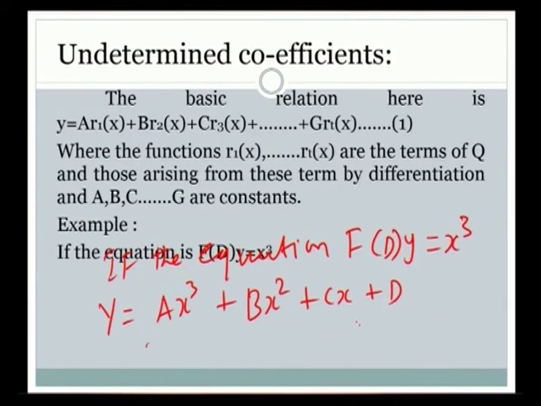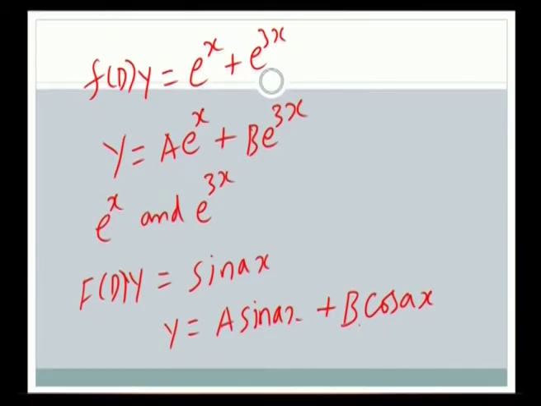So, here the basic relation is y = a r1(x) + b r2(x) + c r3(x) + etc. + g rt(x), where the terms of Q and those arising from these terms by differentiation, and a, b, c, etc. g are constants. If the equation is f(D)y = x³, then the basic relation to be set is y = ax³ + bx² + cx + d.